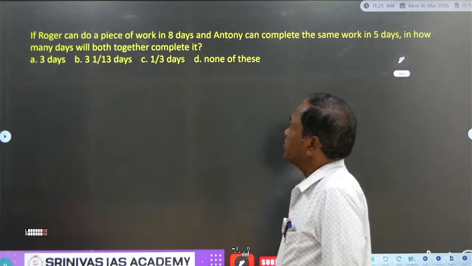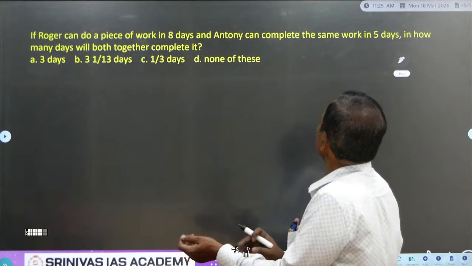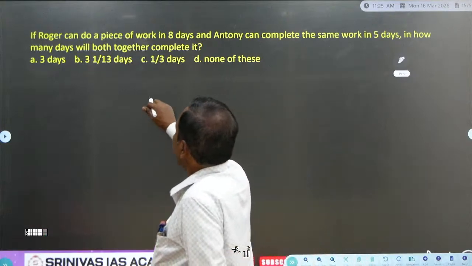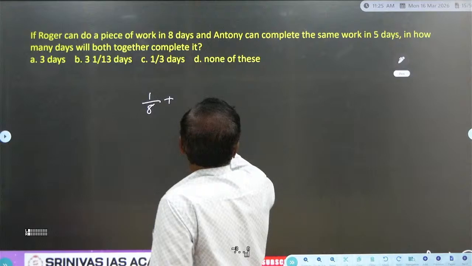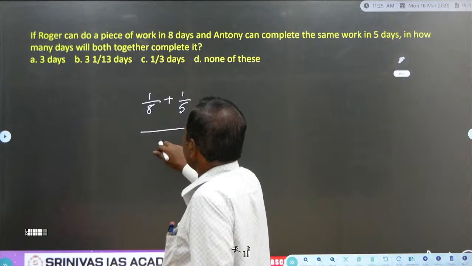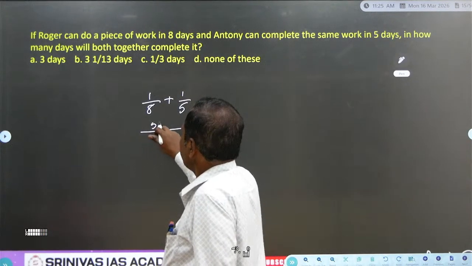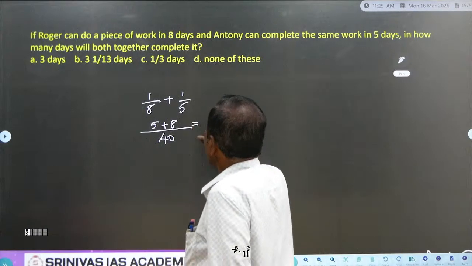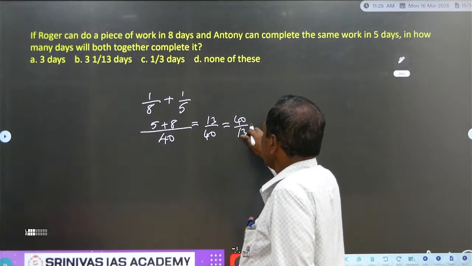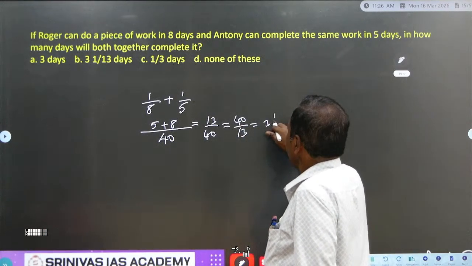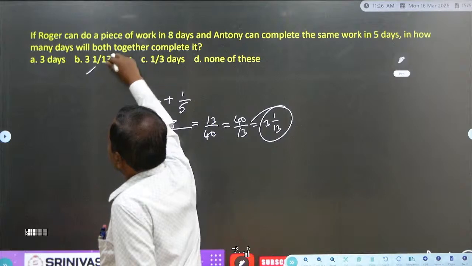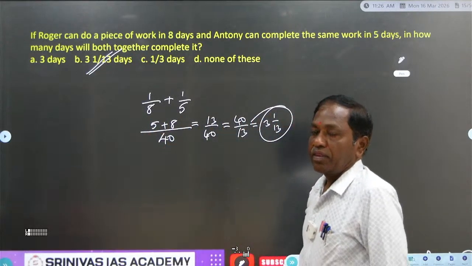If Roger can do a piece of work in 8 days and Anthony can complete the same work in 5 days, in how many days will both of them complete it? Again, it's the same thing only. So 1 by 8 plus 1 by 5. What is the LCM of 8 and 5? 40. Here you can see 5 plus 8, 13 by 40. The total work is what? 40 by 13, that is 3 and 1 by 13 days. Option B.